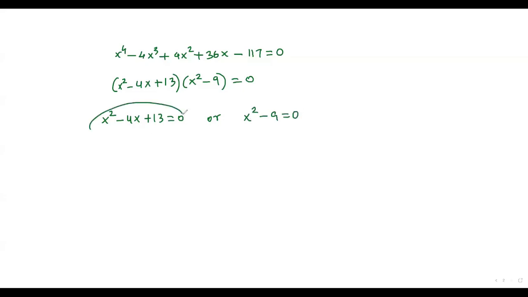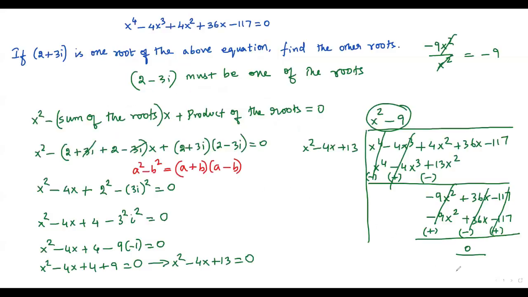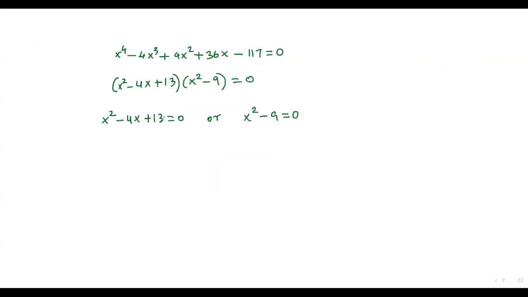So here we get two quadratic equations. Usually we have two roots for a quadratic equation, so we get two roots for this quadratic equation and two roots for that one. In all, we get four roots for the given equation. But we don't have to solve this quadratic equation because we got it using the two roots, 2 positive 3i and 2 negative 3i. Even if I solve this quadratic equation, I'll be getting the same roots, 2 positive 3i and 2 negative 3i. So we don't have to do that one. Let's solve this quadratic equation.